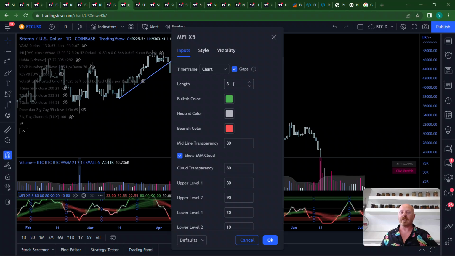I'm looking at money flowing into and out of an asset. The smaller this number, the more signals you're going to get. So you may want to play around with different numbers. You may like a longer MFI, a shorter MFI, depending how you're trading and what your style is.